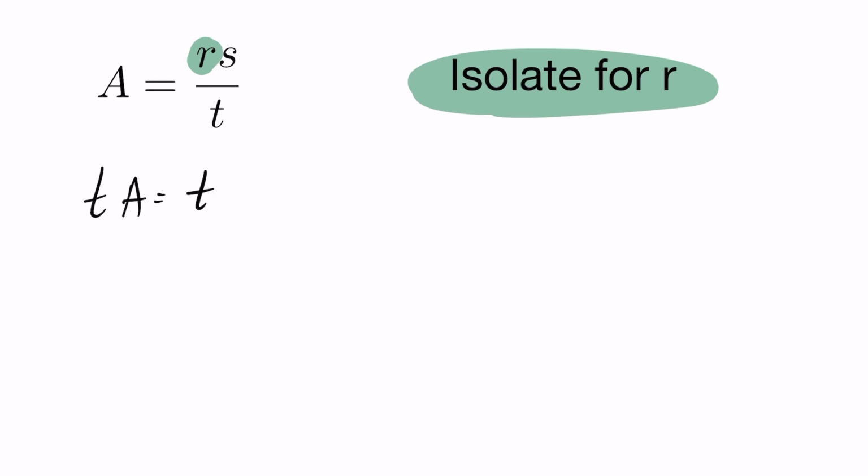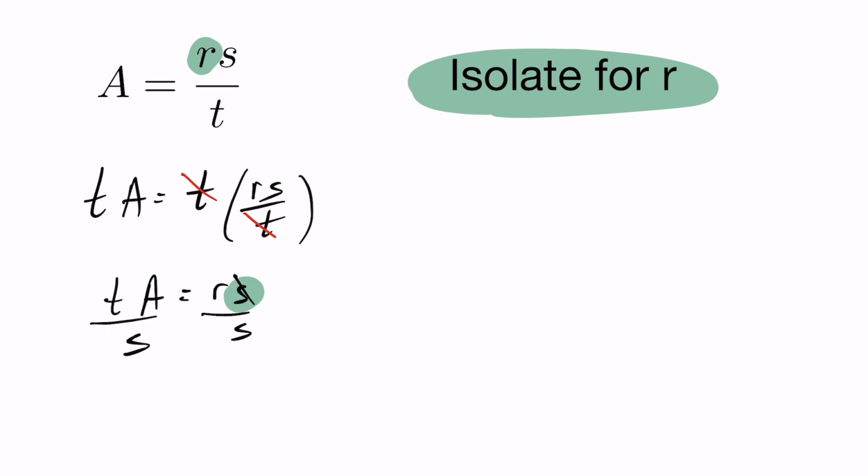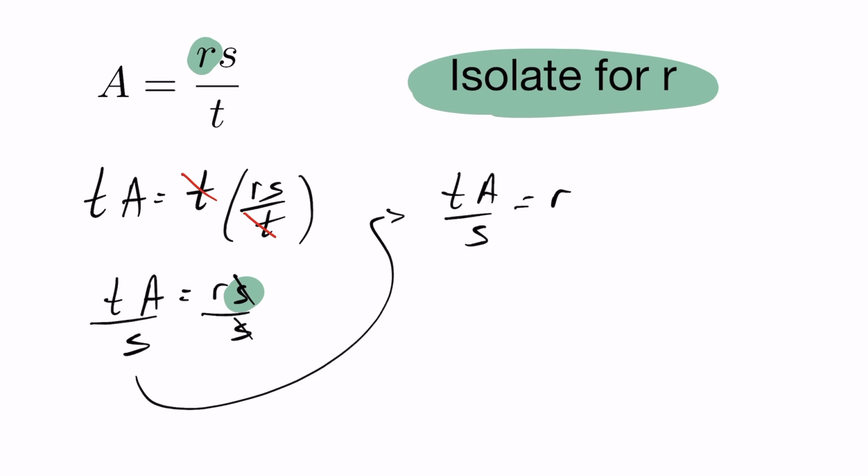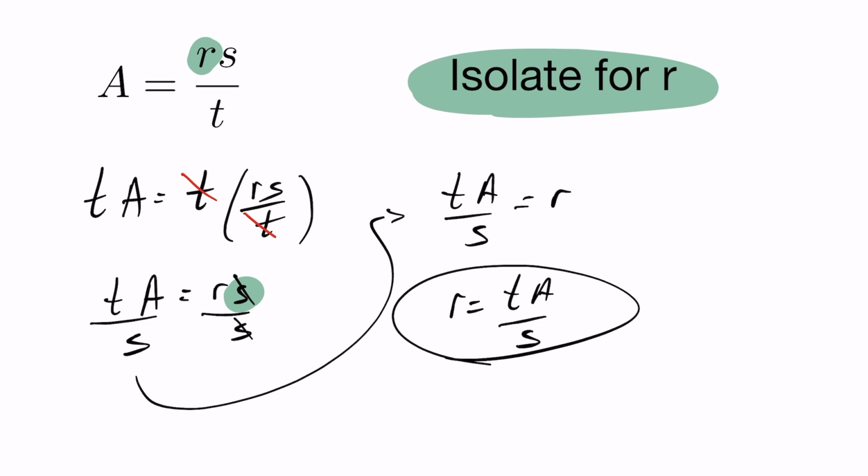So multiplying across on the left-hand side by T. T divided by T is 1, they cancel. I end up getting T times A is R times S. And then I want to solve for R, so the S is in the way. So I'm going to go ahead and divide across by S on both sides of the equation. These cancel, and I end up getting here that T times A over S equals R. And again, you can rewrite that with the R on the left-hand side, just rearranging this. And now I have my variable R isolated.